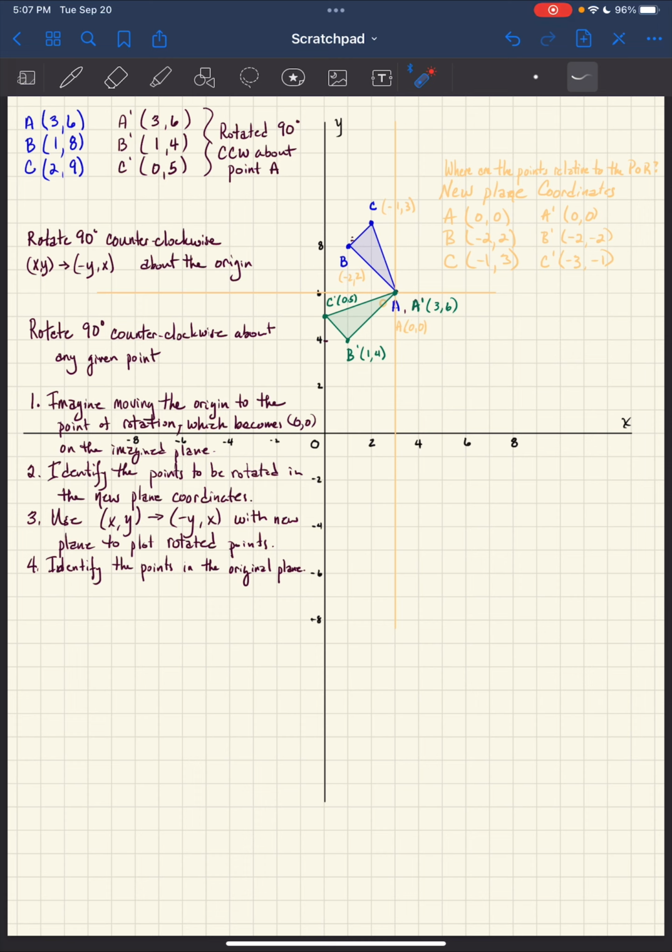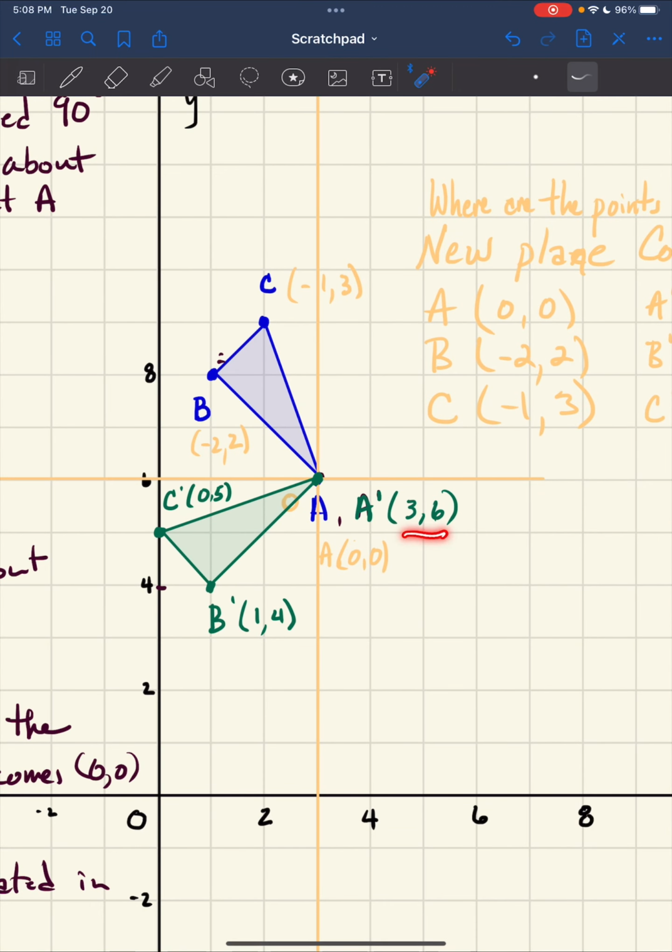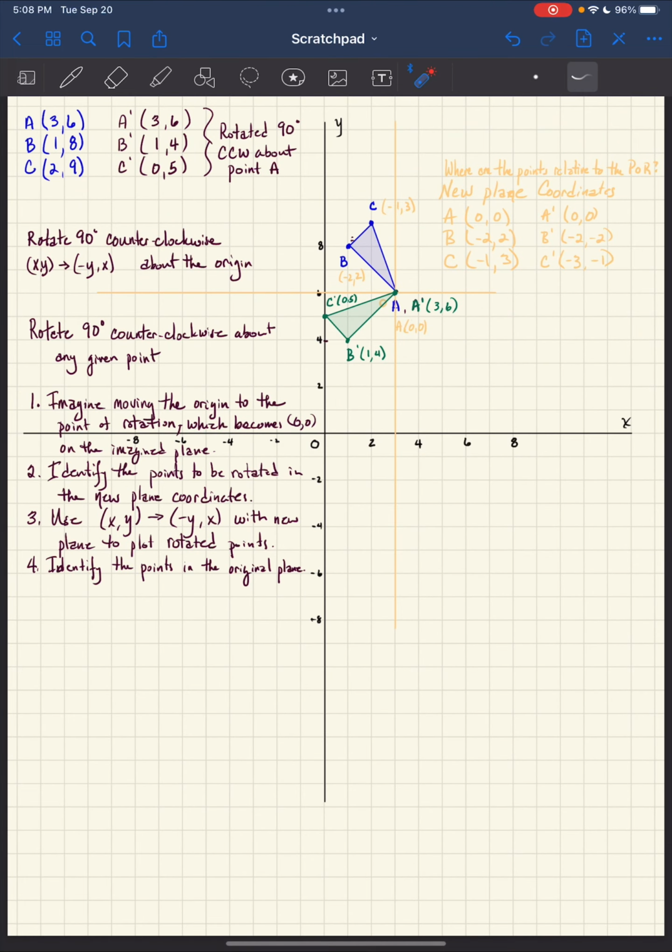So 3, 6, 1, 4, and 0, 5. Okay? So hopefully that makes it make a little bit more sense, or hopefully it gives you something that you can do to actually repeat that if you need to when you're rotating about a specific point.